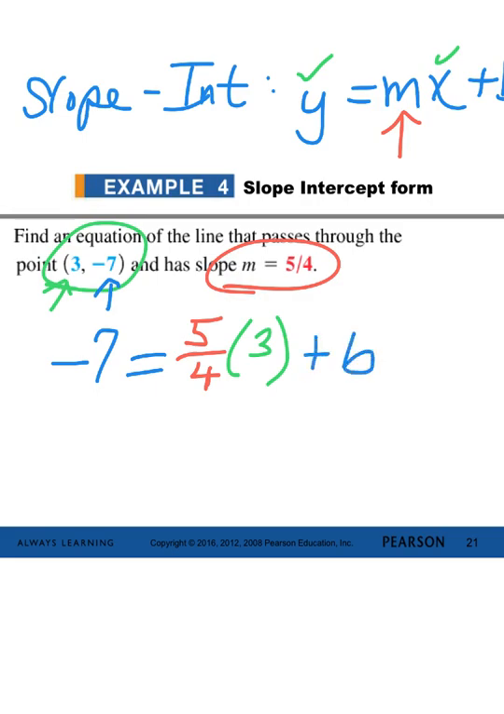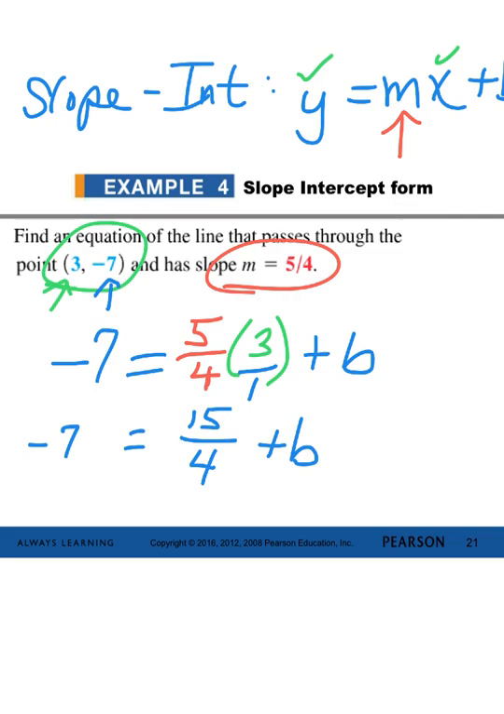plus b, and b is the only variable here. So the first thing we'll do is multiply. You can approach this again 2 different ways. You could multiply through the whole equation by 4 just to get rid of the fraction, but in this case it's actually just as simple to say that 5 times 3, remembering that 3 is over a 1, 5 times 3 gives us 15 over 4 times 1 is 4, plus b is equal to -7.